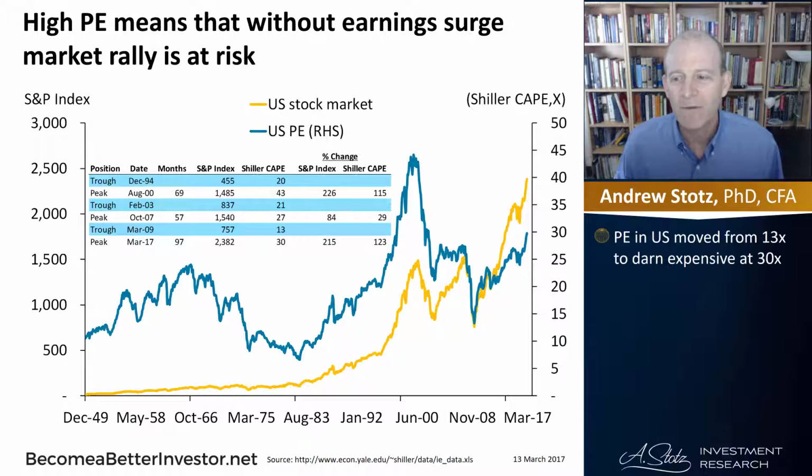So what can we take away from this? First of all, the PE in the US moved from 13 times to darn expensive at 30 times right now. It's not the highest, but it's expensive.